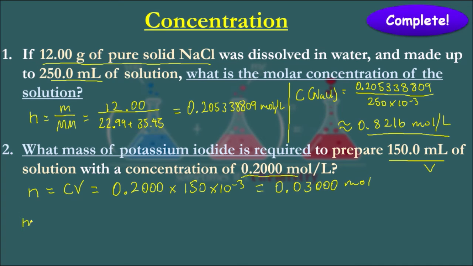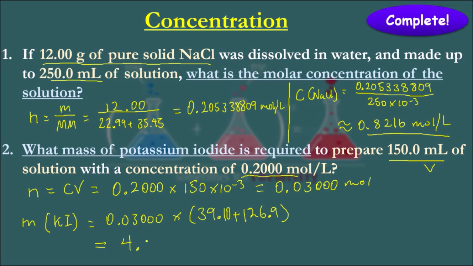So in terms of the mass of potassium iodide required, that would be 0.03000 times the molar mass of potassium iodide. So that's 0, 1, 2, 6, 9. And that means we need exactly 4.980 grams of potassium iodide to make this solution.